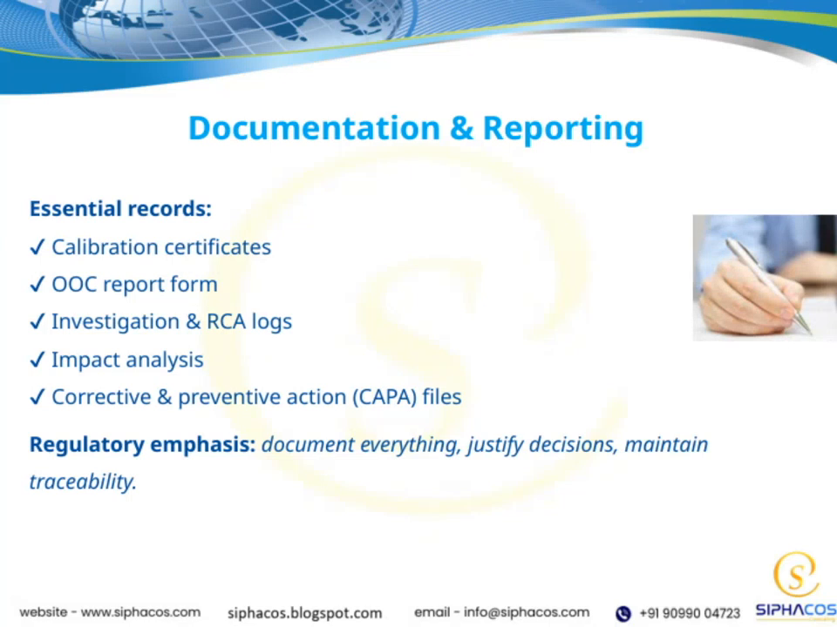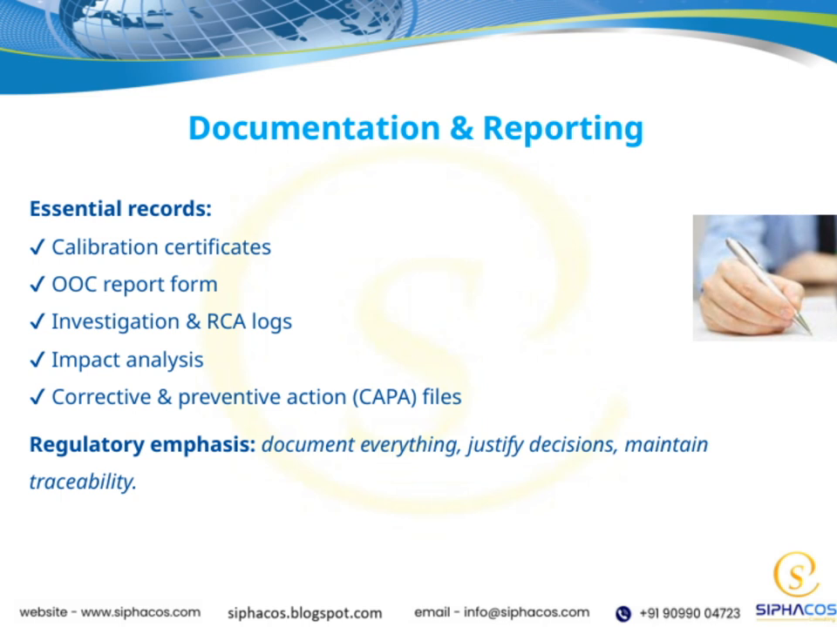Let's talk about documentation and reporting, which are absolutely essential in maintaining a robust quality system. First, there are key records we need to keep track of, such as calibration certificates. These prove that our equipment is properly calibrated and functioning correctly. Then, we have the out-of-calibration report form, which documents instances when equipment isn't within specified limits.